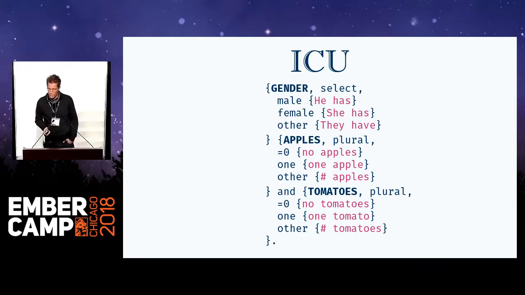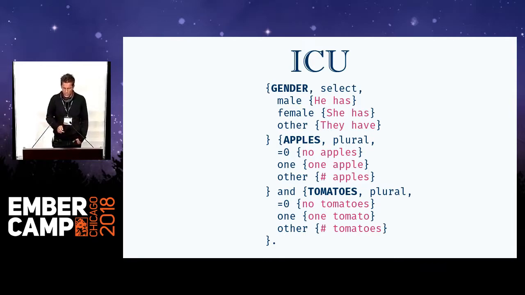Next, we use the plural helper. We put in the apples variable. And this time, we're comparing against the numbers. So if it's exactly 0, we use no apples. If it's the plural category 1, as you can see in Arabic, for example, we had these plural categories. We use 1 apple. Or if it's anything else in English, we use the pound is the actual number, and then apples. Same for tomatoes at the end.